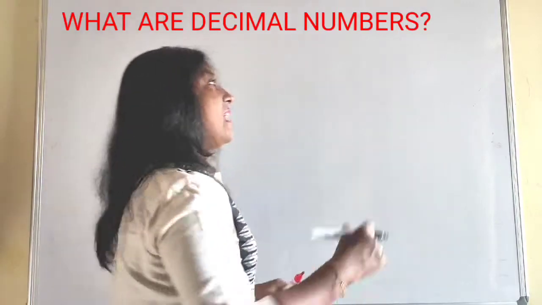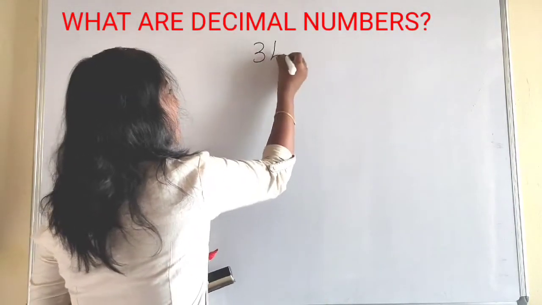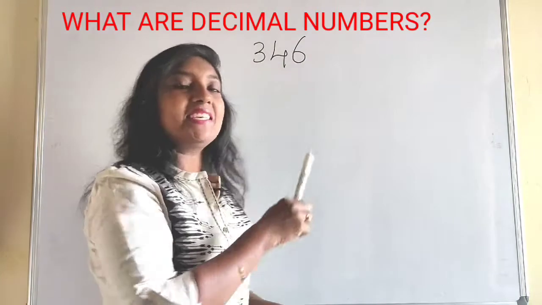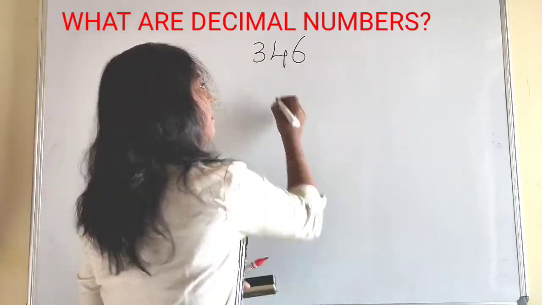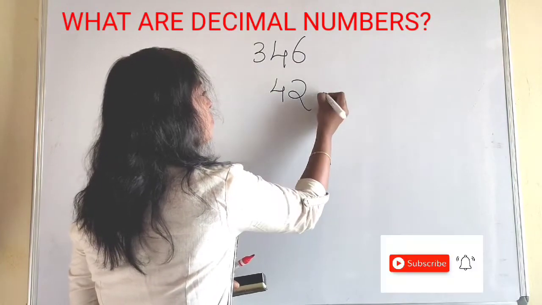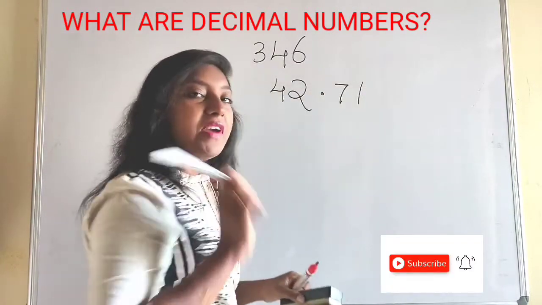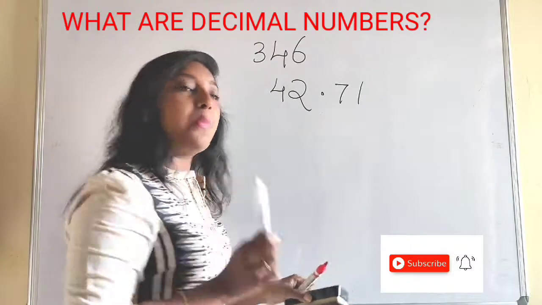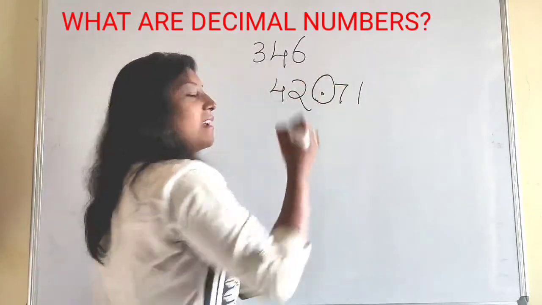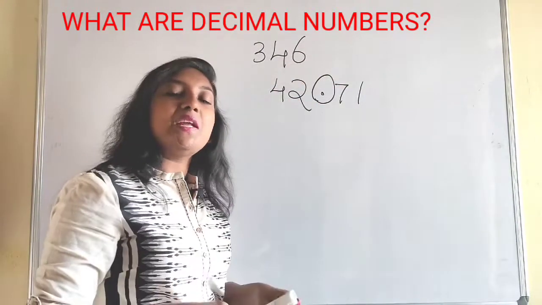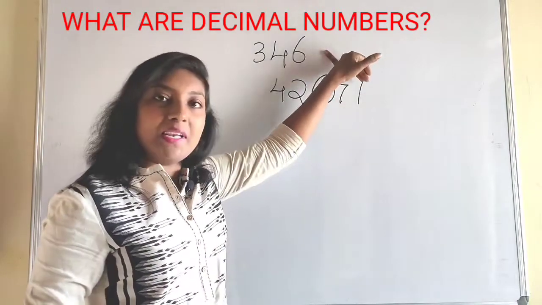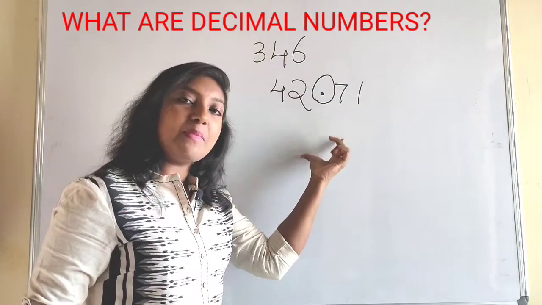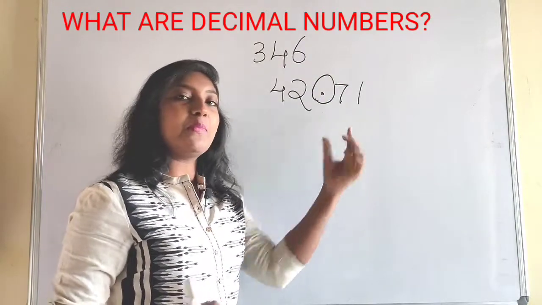First of all, let us see what are decimal numbers. When we have a number, here we have 346. This is a number. This is not a decimal number. What is a decimal number? Suppose if we have 42.71. Whenever we have a decimal point in a number, those numbers are called decimal numbers. So this is a normal number and this is a decimal number because it is having a decimal point.